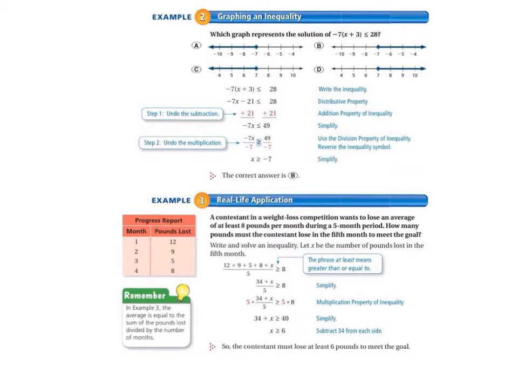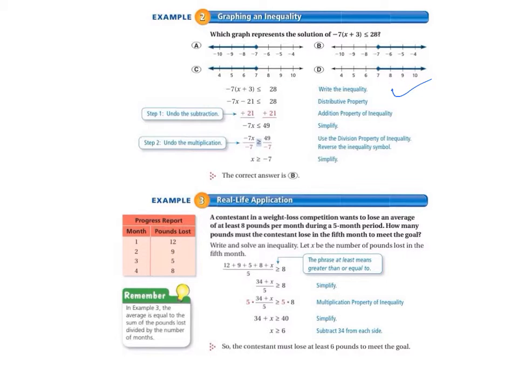Moving on to example 2, graphing an inequality. Which graph represents the solution of negative 7 times x plus 3 is less than or equal to negative 28? So we have 4 choices. Our first step is we're going to write the inequality, and then we're going to use the distributive property on that negative 7 times x plus 3. So we multiply the negative 7 times everything inside, and we end up with negative 7x minus 21.